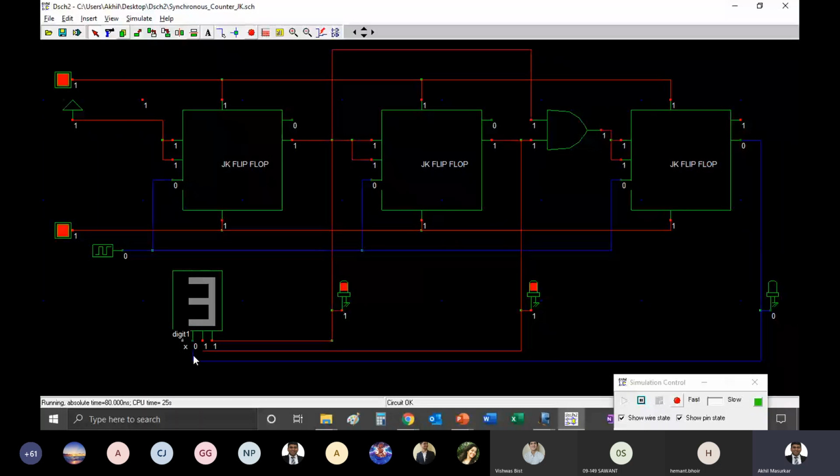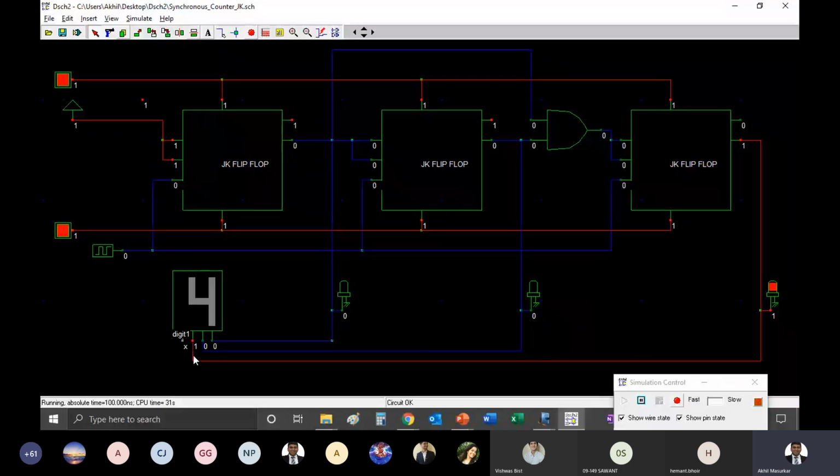Our design should work. See, two LEDs are growing. Then we have now 4, that is 100. Then we have 5, 101. Then we have 6, 110. And then finally we have 7, 111. After 7, it should now become 0. See, now then 0. Yes, so perfect. Our design is perfect. There is no flaw inside it.